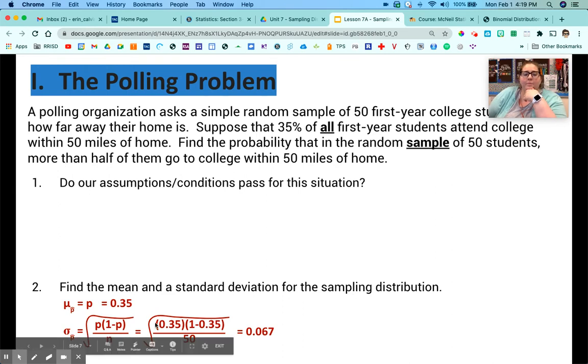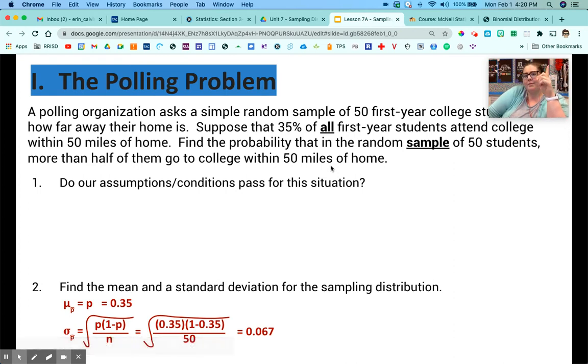So this example in this video right now is showing part of the steps because I forgot to set my transitioning right. That's a bell. Okay, a polling organization asked a simple random sample of 50 first-year college students.